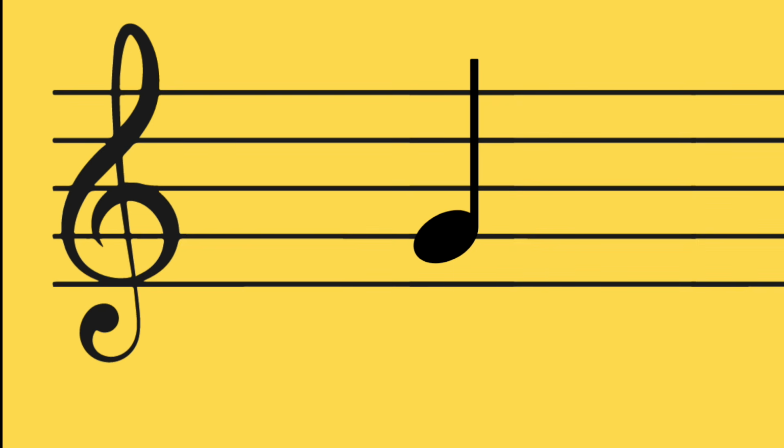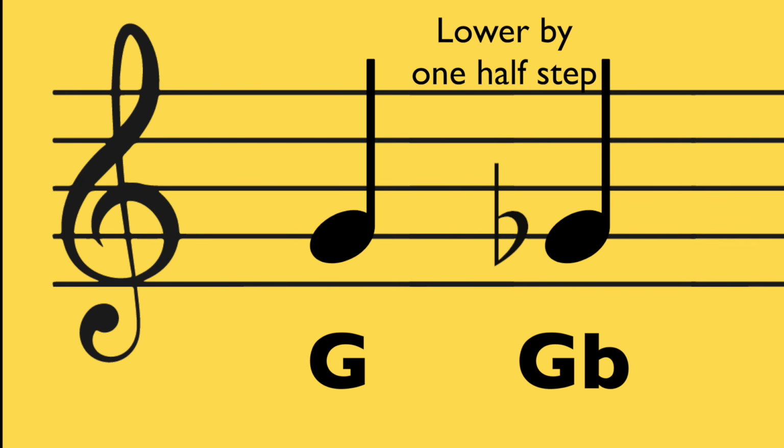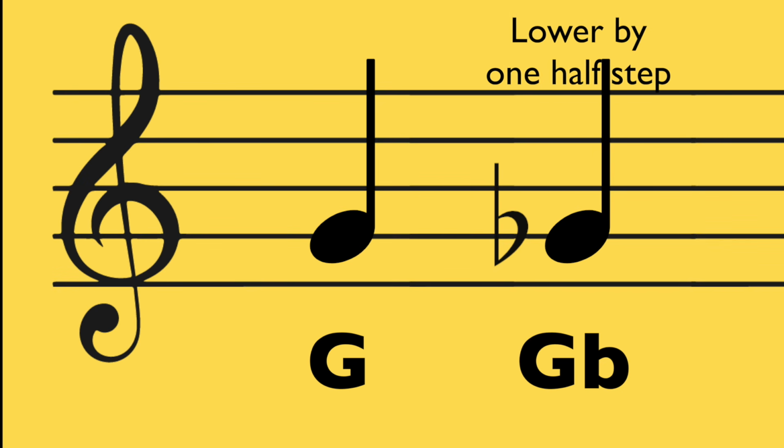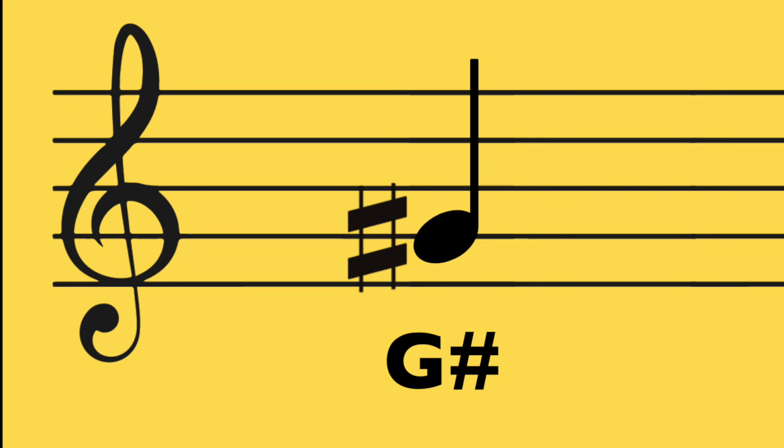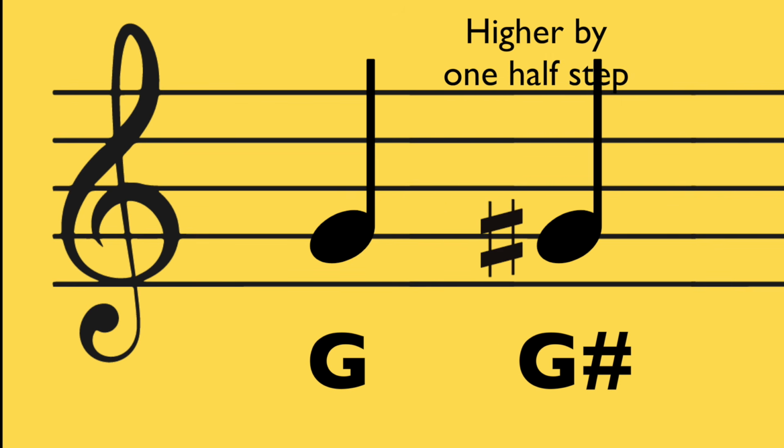This is the note G. If we put a flat sign in front of it, then we get a new note, G flat. The note G flat is lower than G by exactly 1/2 step. If we take our G and add a sharp to it, then we get this new note, G sharp, which is higher than G by 1/2 step.